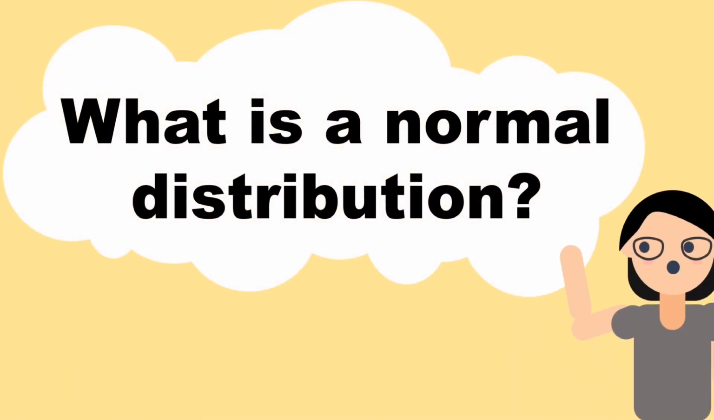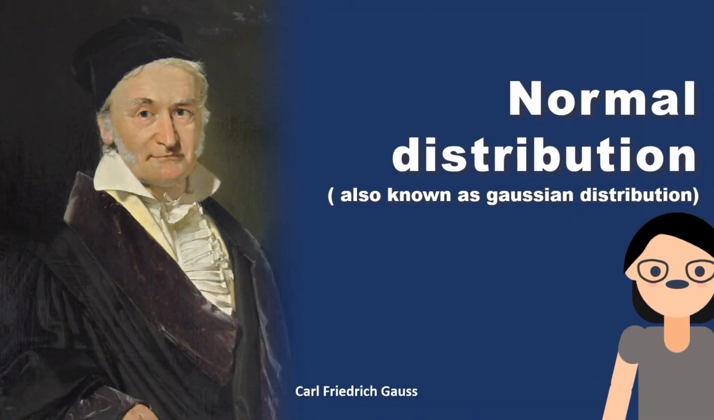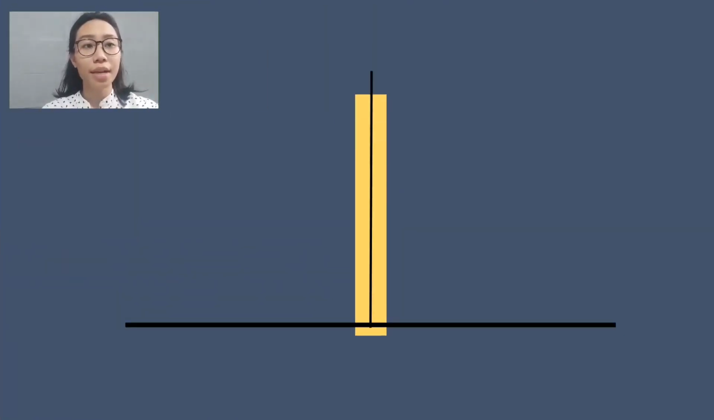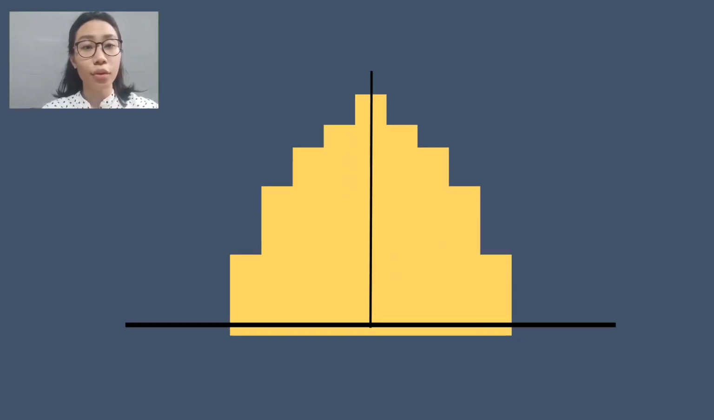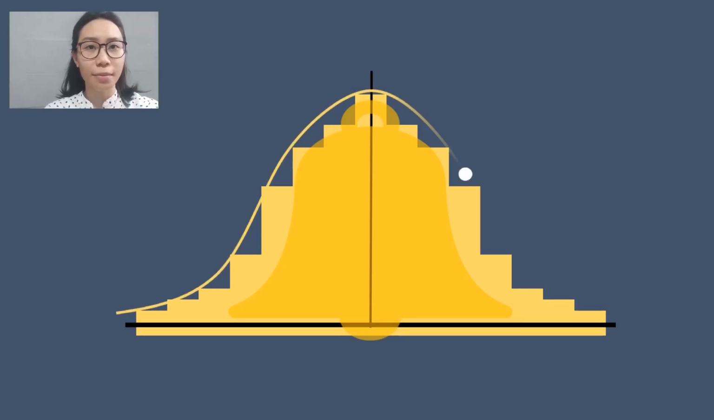So first, let's talk about what a normal distribution is. A normal distribution is also known as the Gaussian distribution, and it's a probability distribution of a continuous random variable that is symmetric about the mean, showing that the data near the mean are more frequent in occurrence than the data far from the mean. In graph form, we see that the normal distribution will appear as a bell curve called the normal curve.